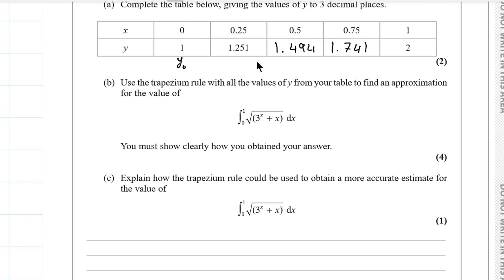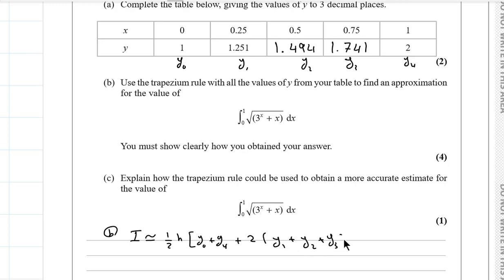This is y0, this is y1, y2, y3, and y4, and the rule states that the area or the integral here is approximately equal to half times h multiplied by y0 plus yn, plus double y1 plus y2 plus y3. What's the value of h here? h is the step, which is the difference between the two x's here, which is a quarter, 0.25.